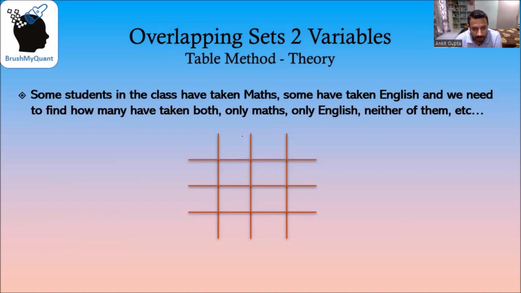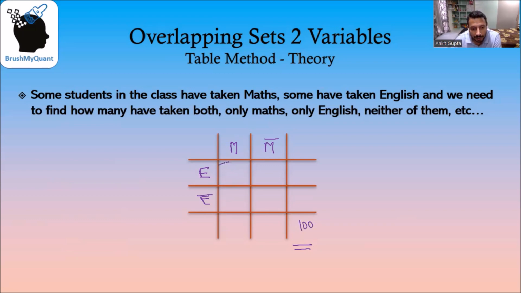So in the 2 by 2 grid, we can say that we will take this as the students who have taken maths, this as the students who have not taken maths, these are the students who have taken English, and these are the students who have not taken English. And this always remains the total number of students. So let's take an example. Let's say there are 100 students in total.